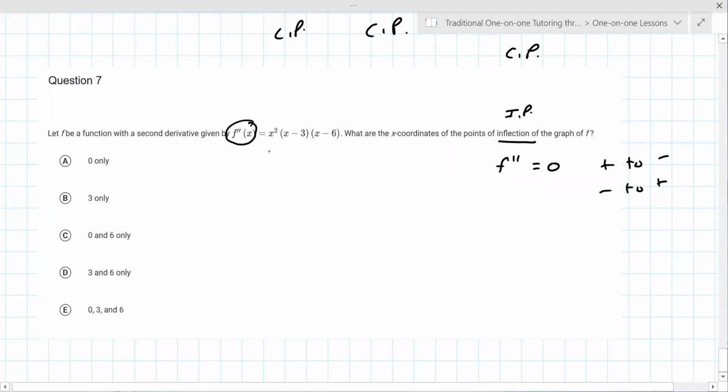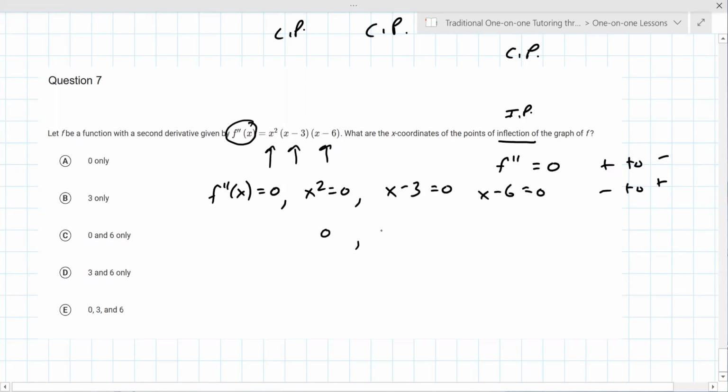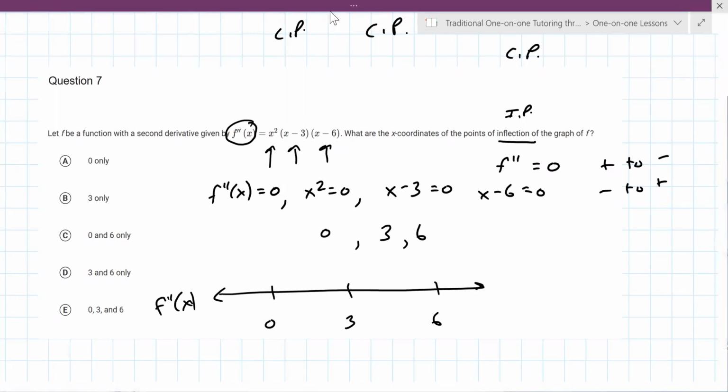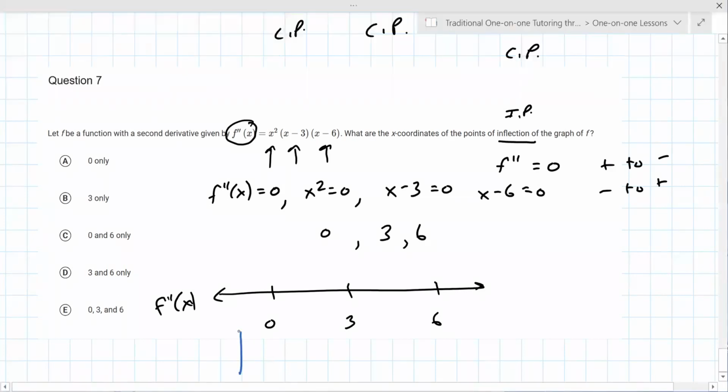So we have to figure out, where does this equal 0? So f double prime of x equals 0 when x squared equals 0, x minus 3 equals 0, and x minus 6 equals 0. So at 0, 3, and 6. And that's where you still have to make your sign chart here. This one only has the second derivative, but that's what you test your points in. Well, you test like -1, 1, 4, I don't know, 8.